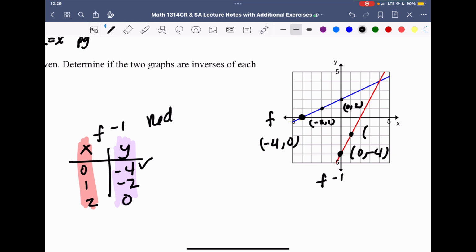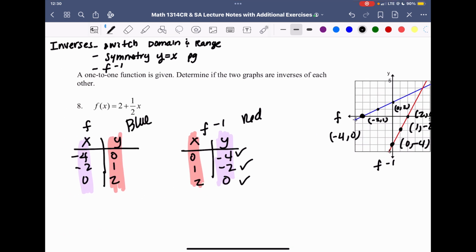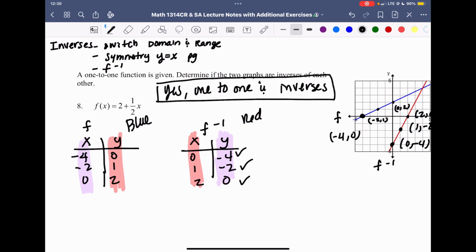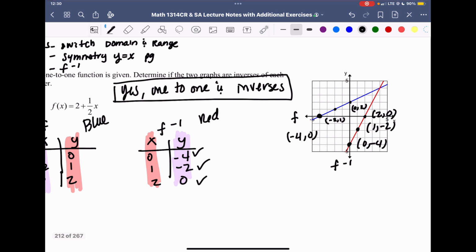Yes, right here. 1, -2. That checks out. And then do I have 2, 0? Yes, I do. 2, 0. So it says, again in the instructions, a one-to-one function is given to determine if two graphs are inverses of each other. So yes, these are one-to-one. Yes, 1-to-1 and inverses. That's the answer.